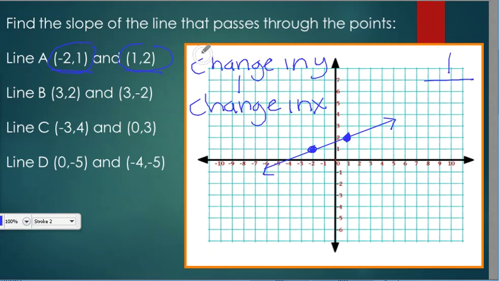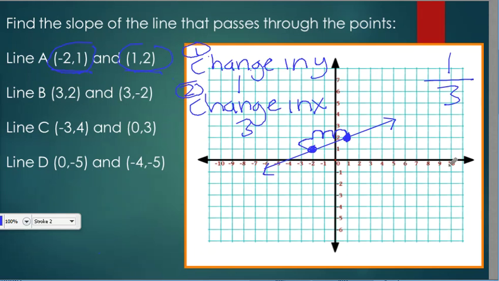Okay, so first step is to find the change in y. Second step is to find the change in x. That'll give you your fraction, which is your slope. Remember, slope is always a measurement of the steepness of the line, and it's always a fraction. So let's find our change in x. So we knew we had to move up 1, so our change in y was 1. And then we have to move to the right 1, 2, 3. So our change in x is 3.